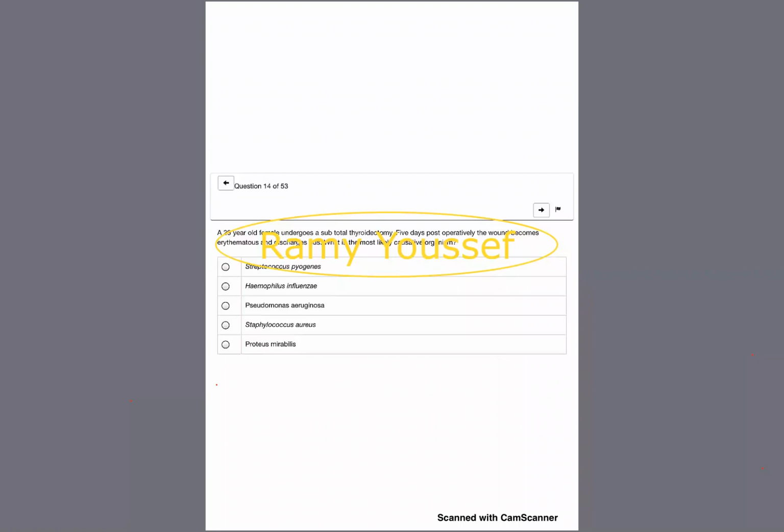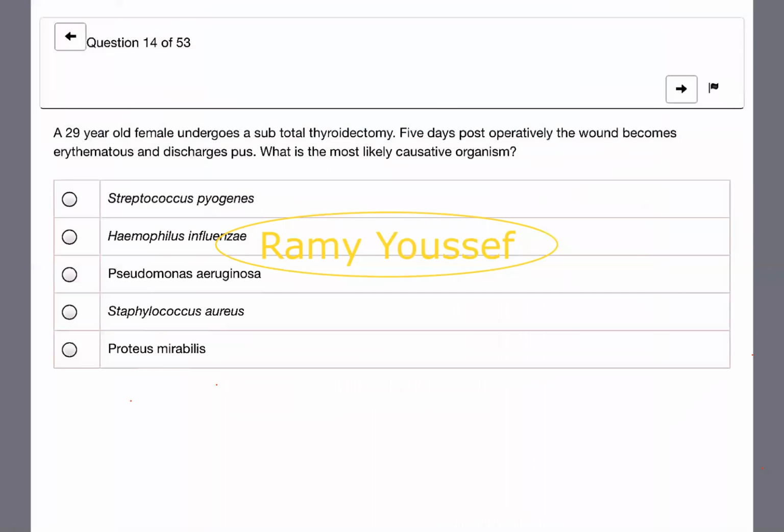Okay, next question. Okay, let me take the next one. A 20-year-old female undergoes a subtotal thyroidectomy. 5 days postoperatively, the wound becomes erythematous and discharges pus. What is the most likely causative organism?